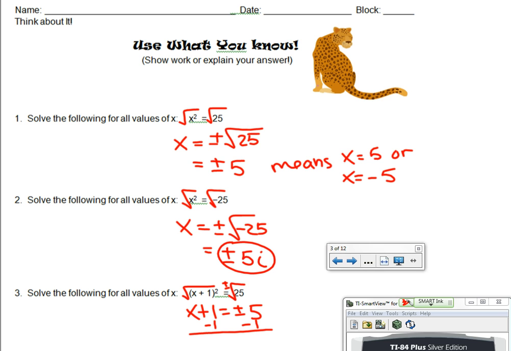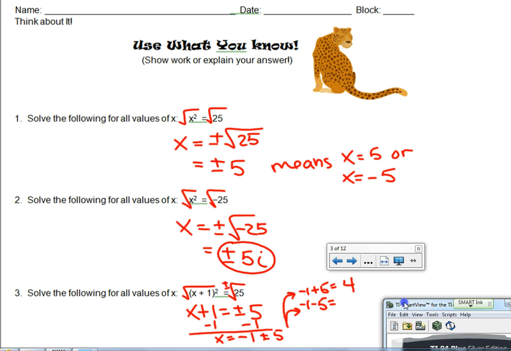So recall that positive 5 and negative 5 implies that there are two answers. So first I'll write it like this. It's negative 1 plus or minus 5. Now I can split that up so I can actually see the numbers. You have two options. You can either add 5 or you can subtract 5. So I will do them both. Negative 1 plus 5 means one of my answers is going to be 4. Negative 1 minus 5 means one of my answers is going to be negative 6.